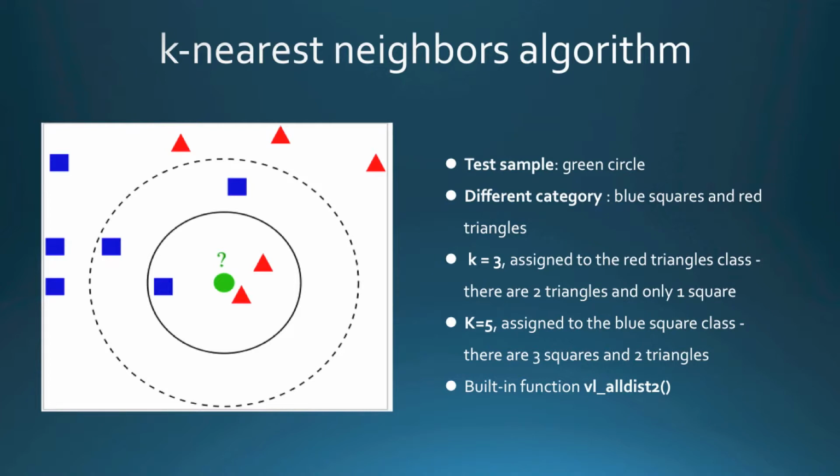If k equals 3, it is assigned to the second class because there are two triangles and only one square. For implementation, we use the MATLAB built-in function to get the distance between test and training samples. We assume k equals 20 and classify our test sample to the category which has the maximum number of training samples in its nearest k neighbors.